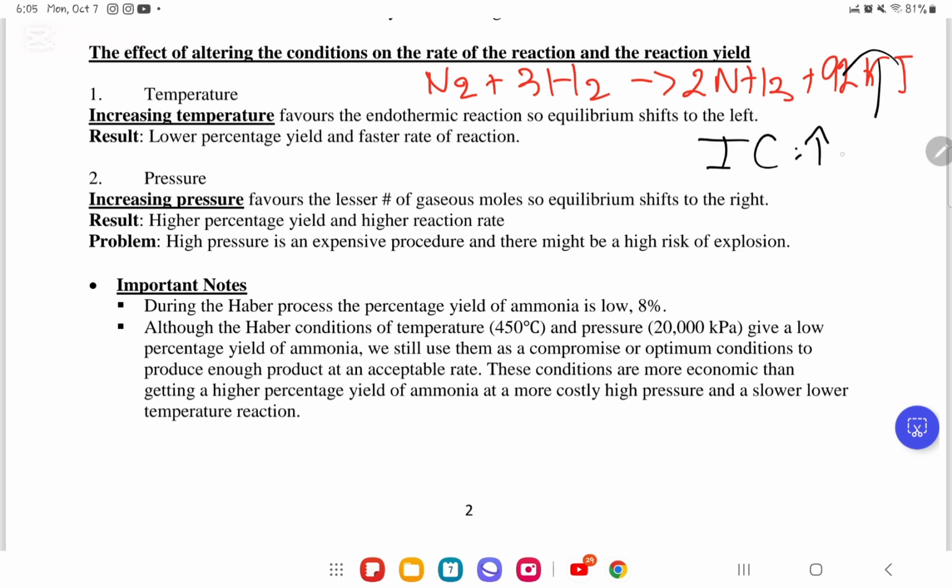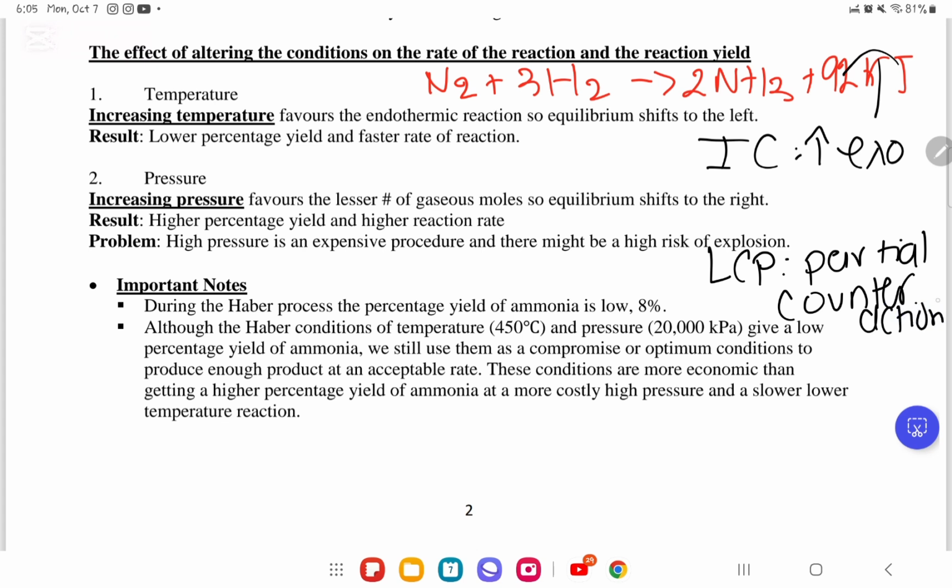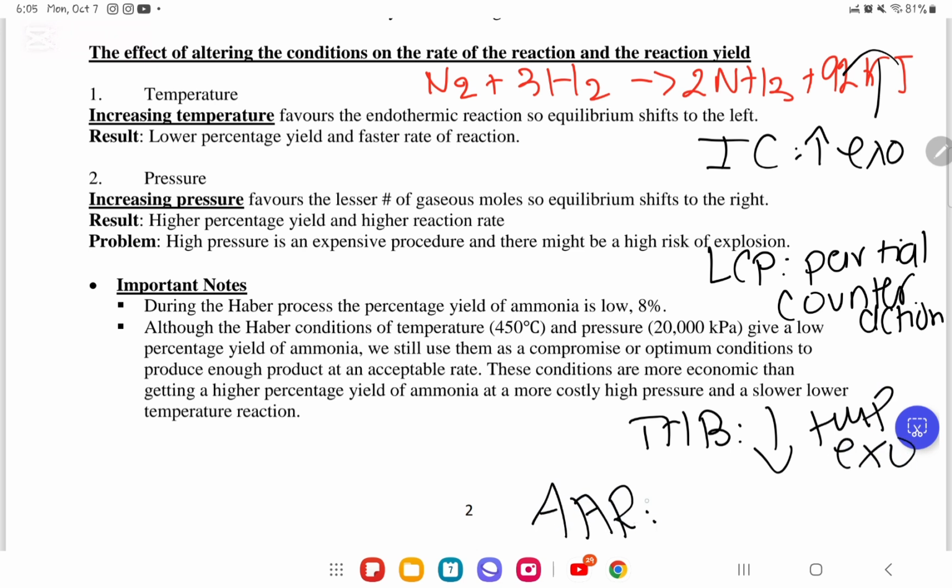first our imposed change is our increase of temperature. According to Le Chatelier's principle, there is a partial counteraction. Okay? Then, this happens by decreasing our temperature. And so then, as a result, to decrease its temperature, the products will have to give heat to our reactants. So we say this is a backward reaction, or it shifts to the left.